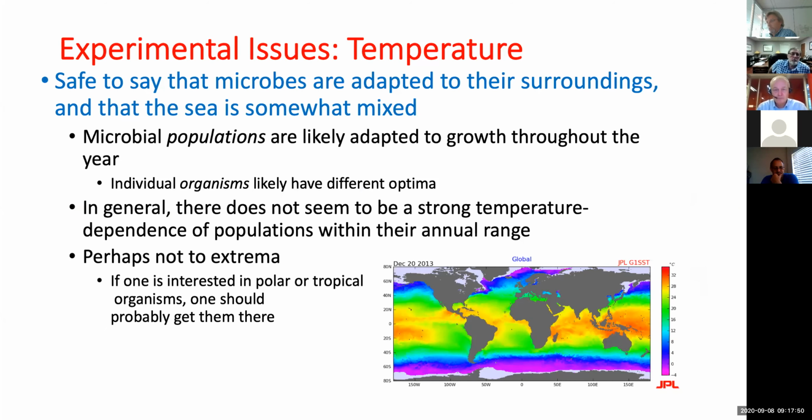Temperature. I think it's safe to say that microbes are adapted to their surroundings and that the sea is somewhat mixed. So that means, and we have found this, though we haven't studied it really thoroughly, that microbial populations are likely adapted to growth throughout the year, whereas individual organisms likely have different optima. But since we're working with populations, it turns out that oil degradation is not very temperature dependent, certainly not a Q10 type system. If you're really interested in polar or tropical regions, it would make sense to get your bugs from there. But for temperate regions, I would say it's very unlikely they're very different in different parts of the world.